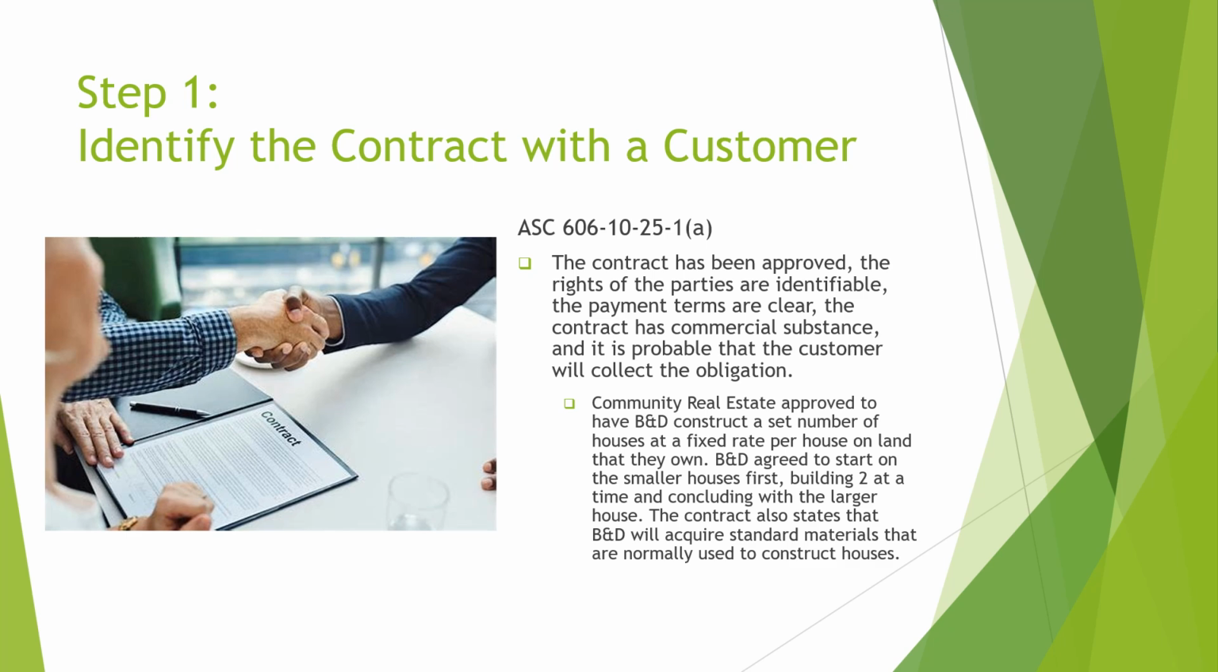So with that said, Community Real Estate approved to have B&D construct a set number of houses at a fixed rate per house on land that they already own. B&D agreed to start on the smaller houses first, building 2 at a time and concluding with the larger house. The contract also states that B&D will acquire standard materials that are normally used to construct houses.